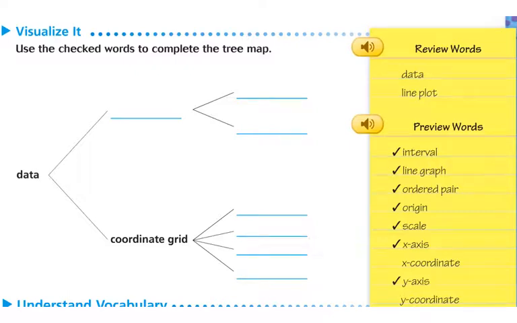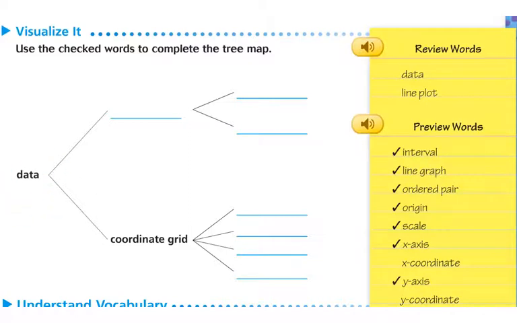Students, in Chapter 9, we are going to be putting together some of our understandings and principles with fractions into measure, algebra and graphing. So we're going to start with the visualize it on the top of the vocabulary builder. It says use the checked words to complete the tree map.